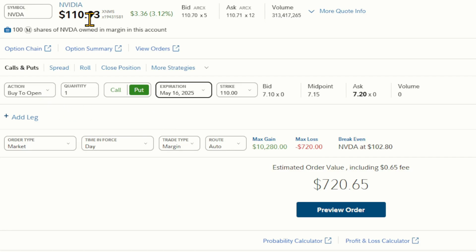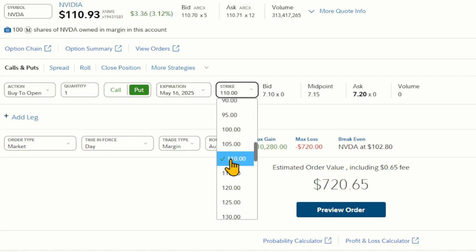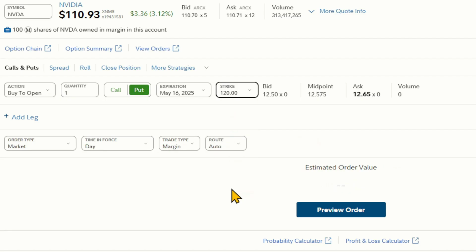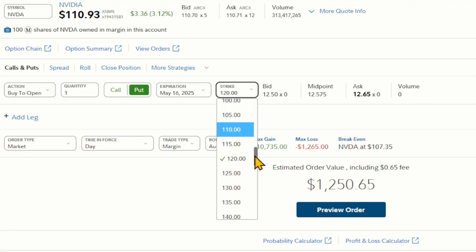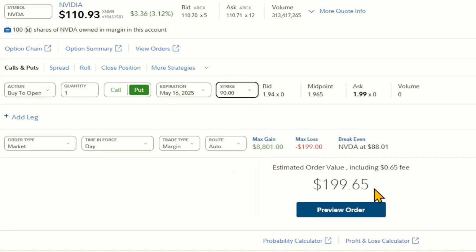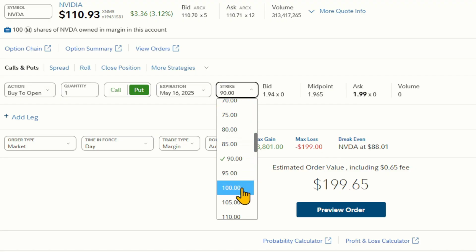Now, if I wanted to fully protect my portfolio, I would have to do this close to at the money, and that would be a 110 strike price. So again, the higher I go, right, the more it will cost me. So if I wanted a 120, it's going to cost me $1,250. If I want a very inexpensive one that's maybe a $90 strike price, it's not going to cost me much, just $200. We're reaching, it's less likely to happen. Right, so let's go to at the money in this case.